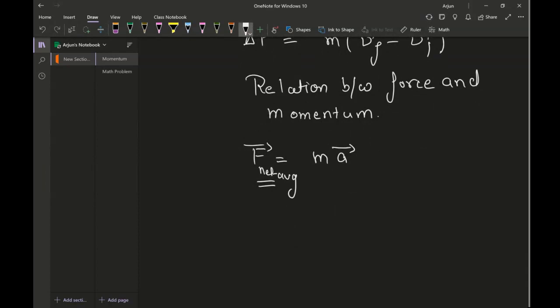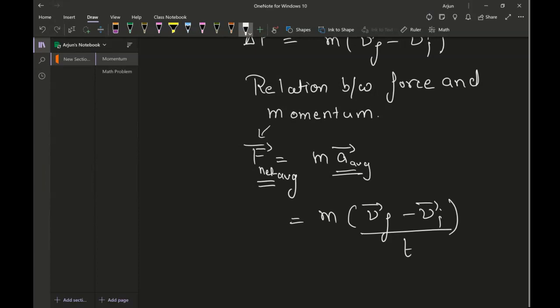Again, if you are confused about what net average force is, I recommend you look into my other physics lectures where I've explained it in detail: the difference between force and net average force. Now this is equal to mass times (V final minus V initial) divided by time. This is acceleration, and this acceleration is also average acceleration.